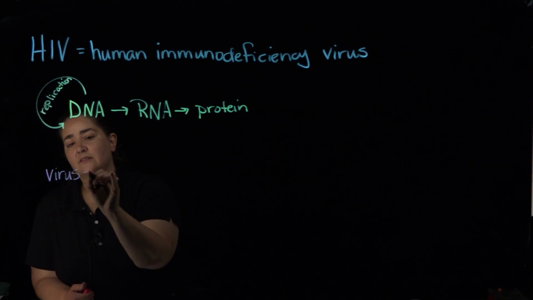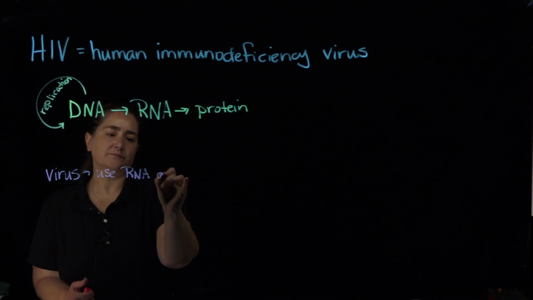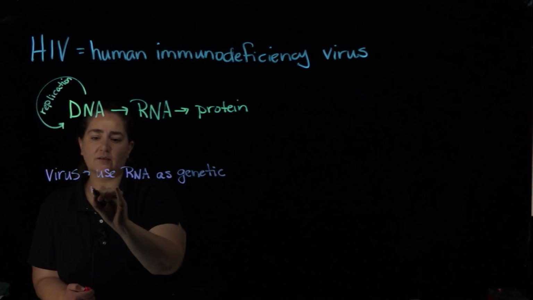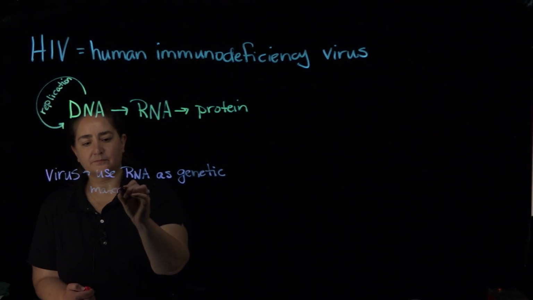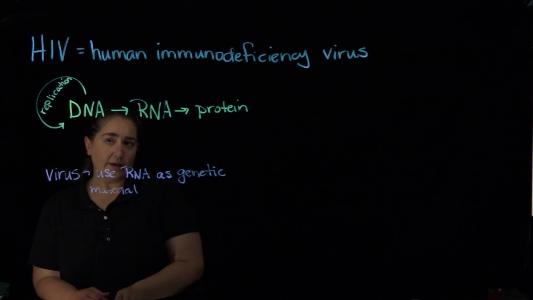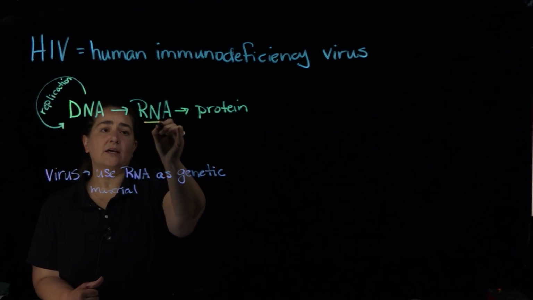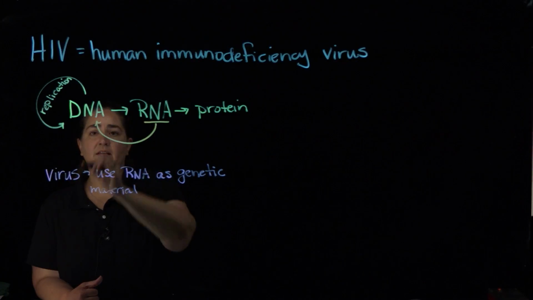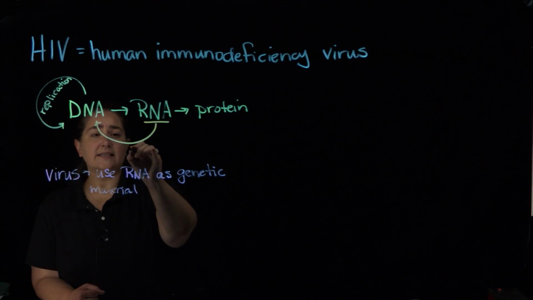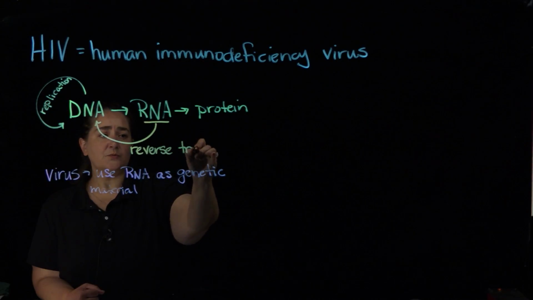a lot of viruses use RNA as their genetic material. Okay, what that has resulted in now is we can have RNA that can be converted to DNA, all right? Converting RNA to DNA is via a process known as reverse transcription.